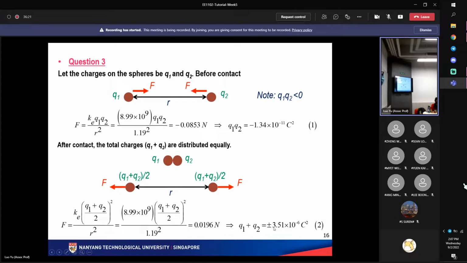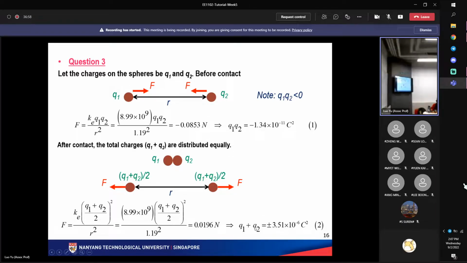No matter whether the total charge is positive or negative, once it is redistributed across the two particles, the force will be the same. We will get the same repulsive force. As long as they have the same magnitude, whether negative or positive, they will repel each other with the same force. So you can say Q1 plus Q2 has two different possible values. Now we have two equations, right? We now have two equations.